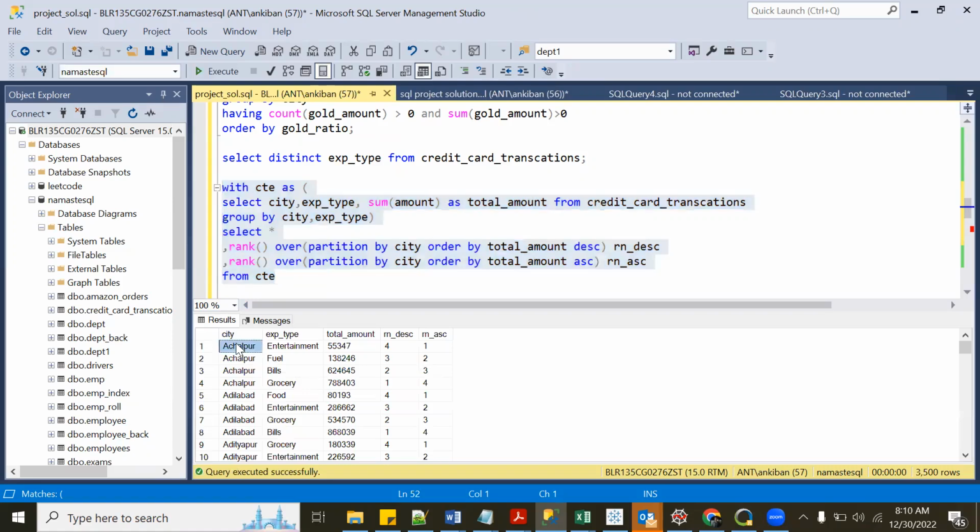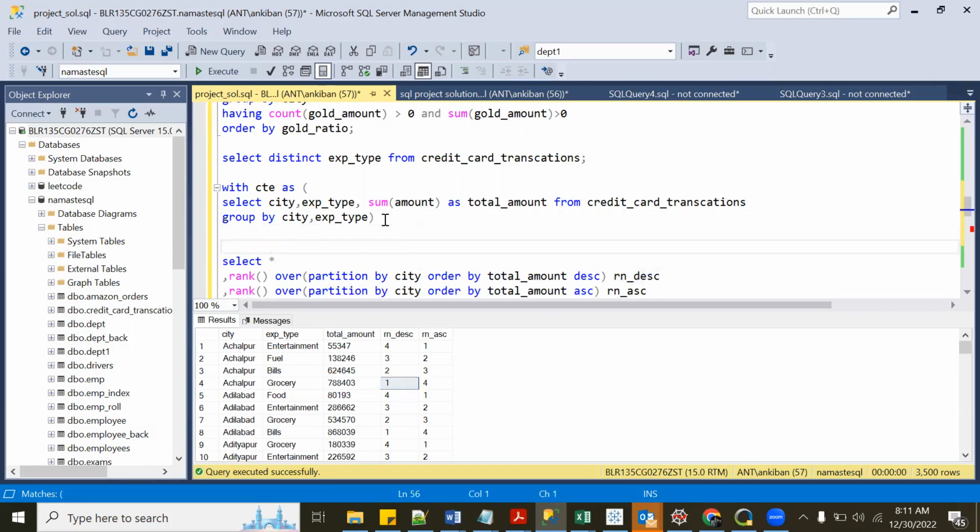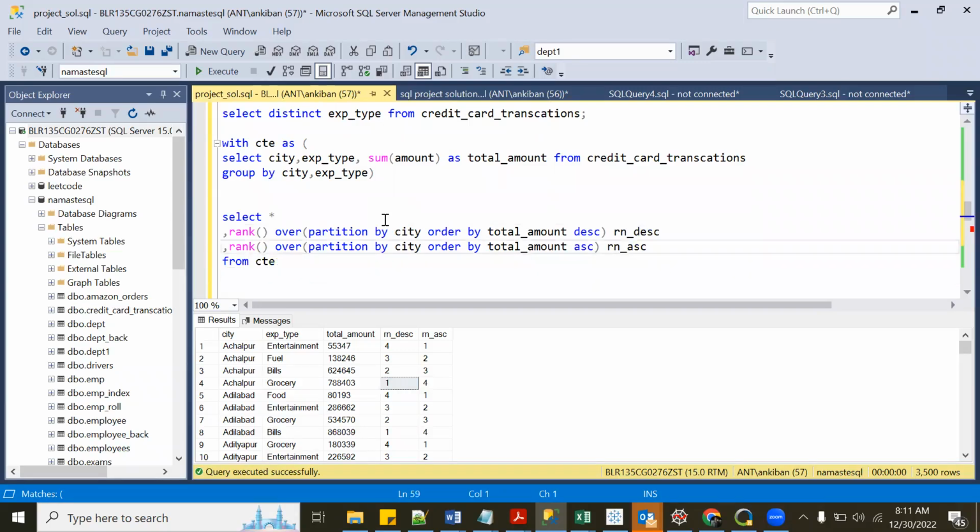Okay, so if you see Achalpur, we have got rank 1 in RN descending where the total amount is highest, and we have got RN ascending 1 where the total spent is lowest, because in RN ascending I'm ordering by ascending order, so the lowest one will get rank 1. And when I'm doing descending, the highest one will get rank 1. Are we good? Does anyone have any doubt on this rank statement?